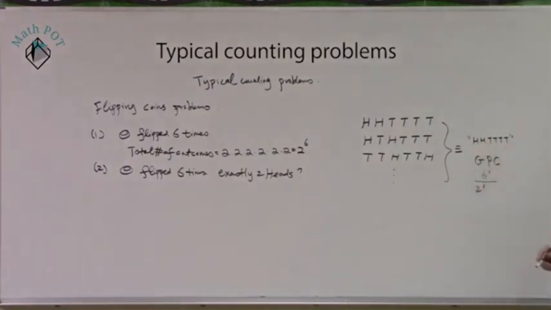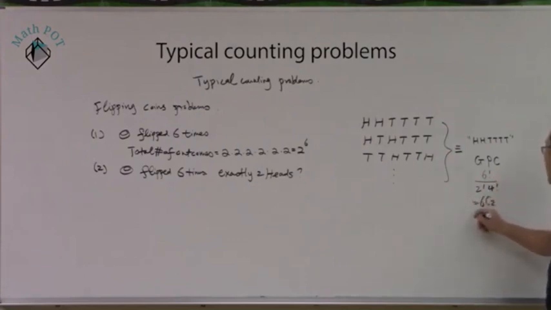We have four identical T's, so we need to divide by four factorial. Notice 2 plus 4 equals 6. Of course, you can write this as 6C4. But definitely, you cannot multiply them together. This is a totally wrong answer. Never write it this way. This is totally wrong.